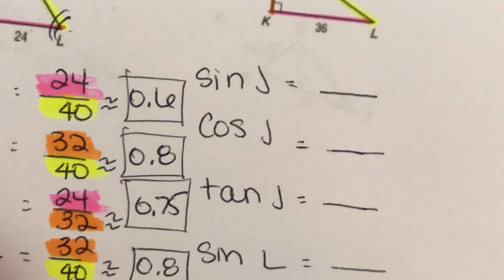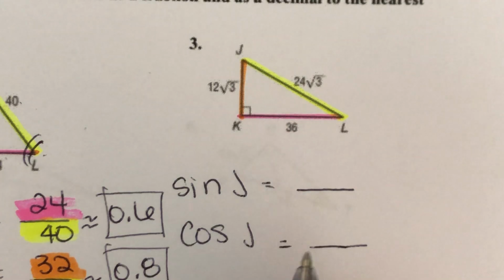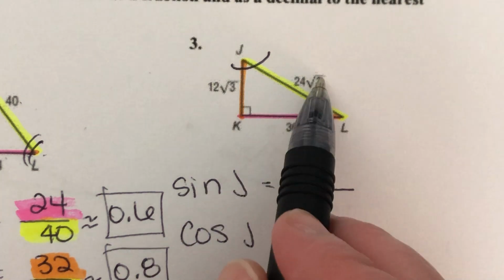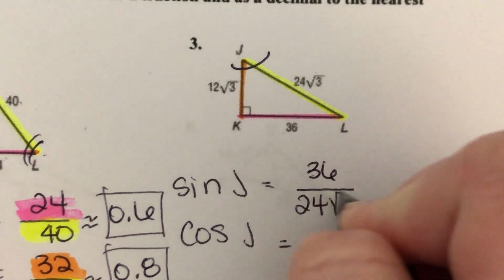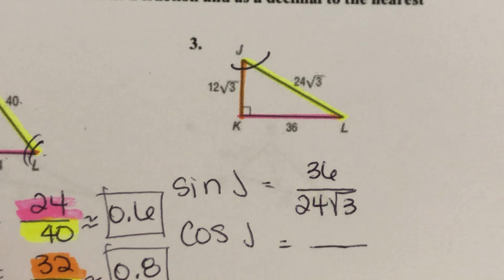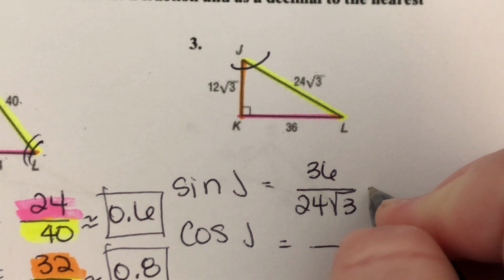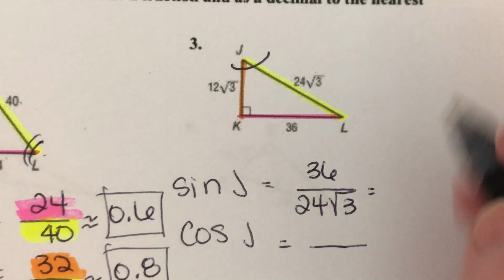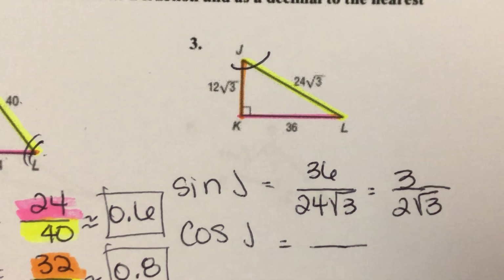And then last triangle over here, we're going to start with angle J. So we have sine of angle J is opposite over hypotenuse, so that's 36 over 24 square root of 3. Right? And then I can simplify that before I divide it in my calculator. 36 and 24 can both be divided by 12. So that's going to be 3 over 2, and I get square root of 3 down there.